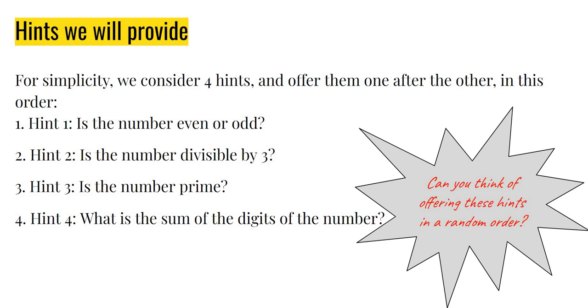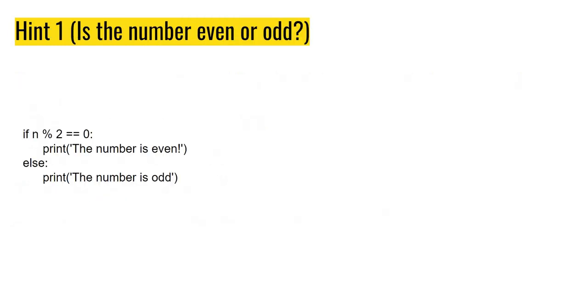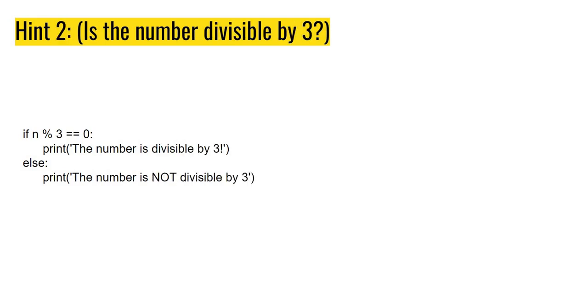Let's say these four in this exact order. Like I said, you can do more hints, less hints, but the ideas are similar. So let's look at these hints one by one. First one is very simple. If the number is even or odd, well, if n modulo 2, n is the chosen number. If n modulo 2 is 0, then the number is even, else it is odd, because if the remainder of division by 2 is 0, then definitely the number is even. Likewise, for divisible by 3, I just check for n modulo 3.